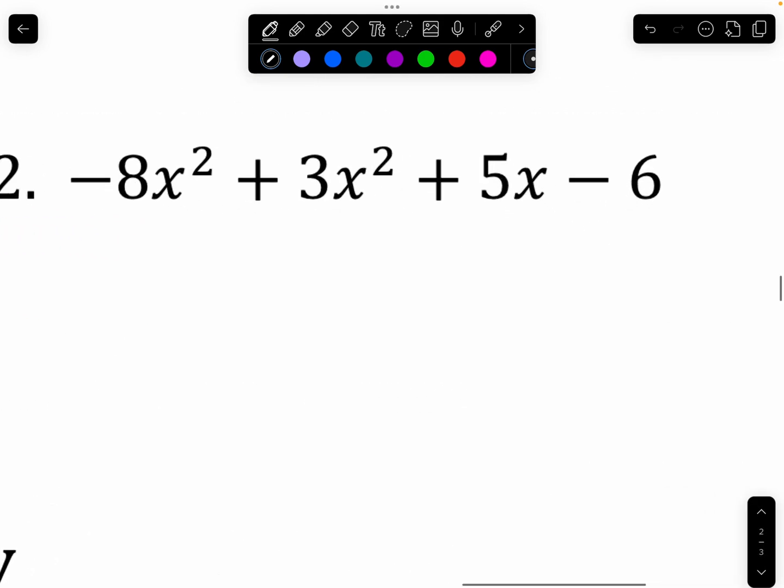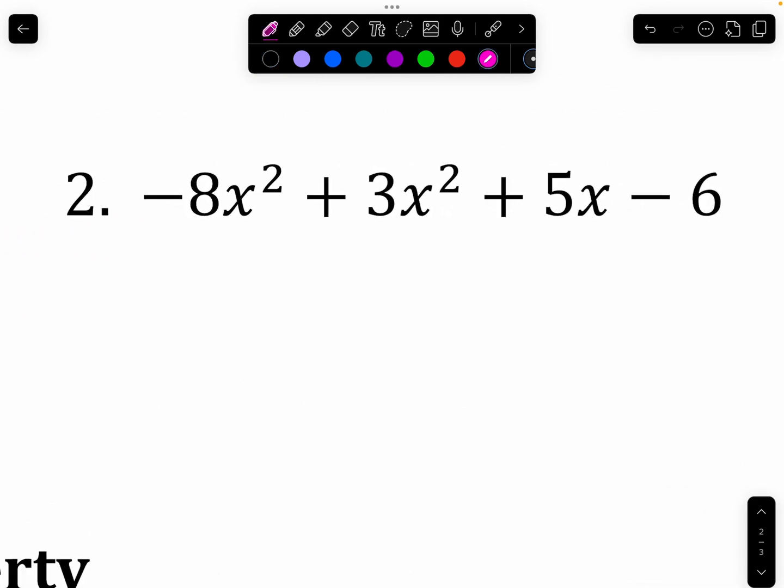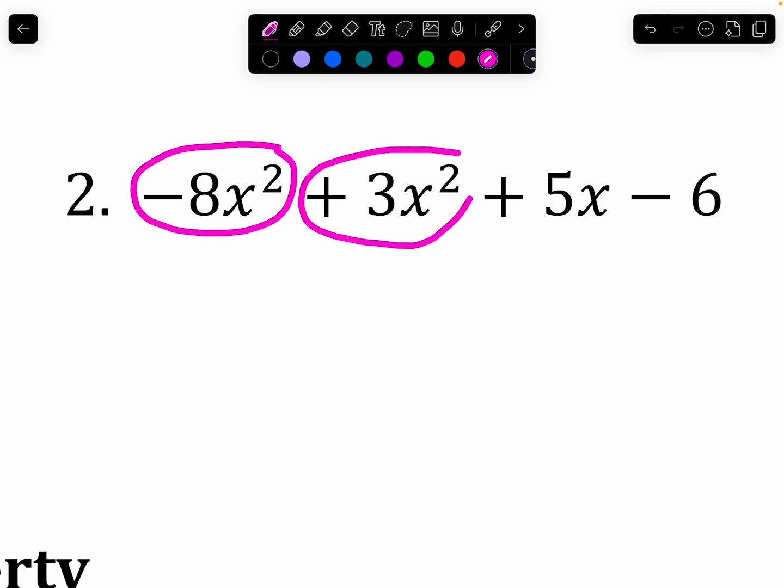Now I'm going to move on to this guy over here. I always start at the beginning. I have a negative 8x squared, so any other term that ends in an x squared, I will be able to combine with my negative 8x squared. And if you look, the thing next to it is a positive 3x squared. The next term that I have is a positive 5x, but because it is not an x squared, I can't combine it with the other two things that I have. So I'm just going to circle that in green.